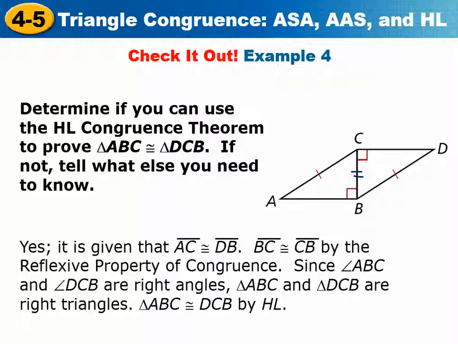And that's it, really. So if you were going to write a formal proof to show that these two were congruent, you would say that AC is congruent to DB. You would say BC is congruent to BC because of the reflexive property, and then you would say that you have two right angles, so therefore they're both right triangles, and then you could use HL to say that the two triangles were congruent.